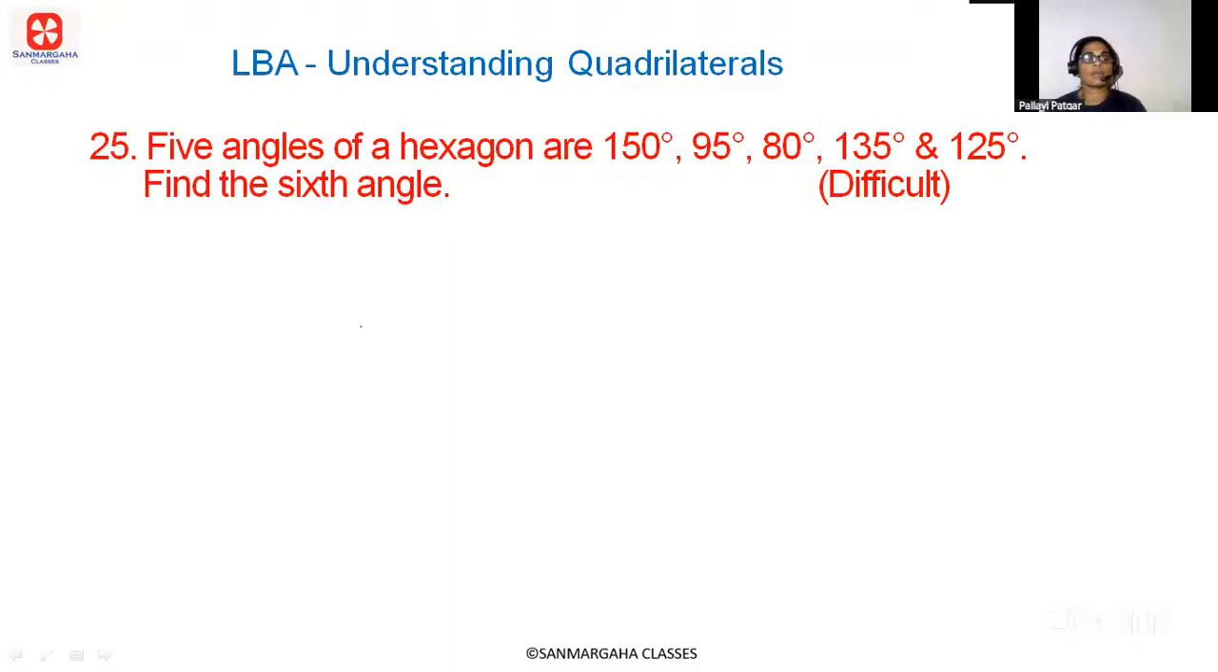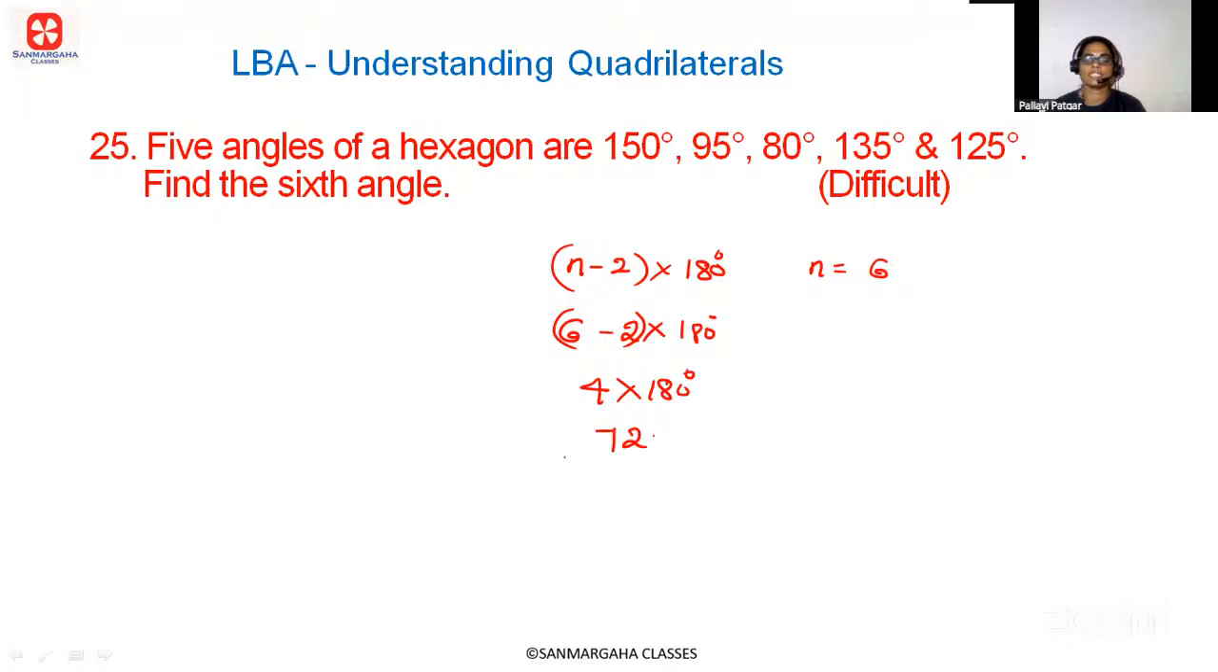So here, the sum of the interior angles of any polygon is given by the formula (n minus 2) into 180 degrees, where n is the number of sides. For a hexagon, n is equal to 6 sides. So 6 minus 2 into 180 degrees. 6 minus 2 is 4, into 180 degrees, which is 720 degrees. So we have the sum of the interior angles. Now we have to find the sixth angle.